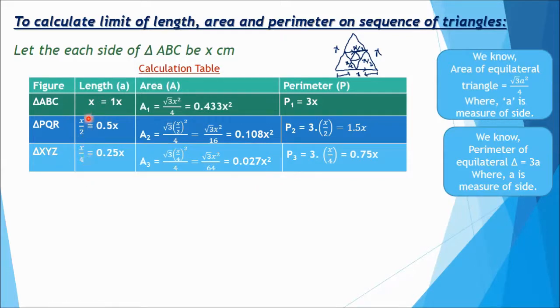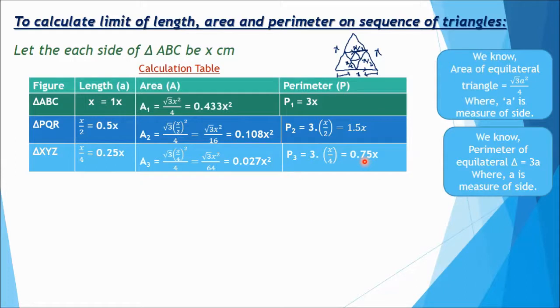So for another triangle, it will be x by 2. Now half of x by 2 is x by 4, isn't it? Half of x is x by 2. Half of x by 2 will be x by 4. And in same way, now we have to apply the value of a will be x by 4. In this, every time we have to use this formula, root 3a square by 4. A value of a is x by 4, or you can write 0.25x. Now that will be root 3 x square by 64, and it will be 0.027 x square.